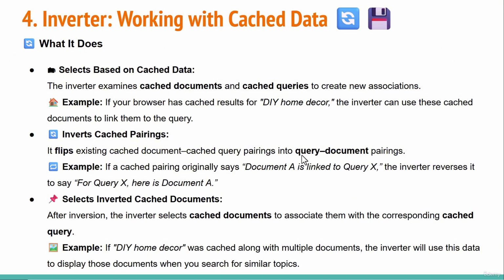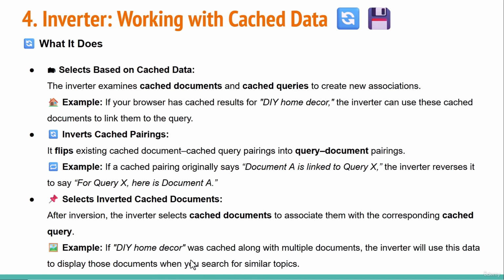Next is inverse cache pairing. This flips the cache document / cache query pairings into query / document pairings. If the cached pairing originally says document A is linked to query X, the inverter reverses this. For query X, here is document A. After inversion, the inverter selects the cached data to associate it with the corresponding cached data. If DIY home decor was cached along with multiple documents, the inverter will use that data to display all those documents when you search for similar topics.